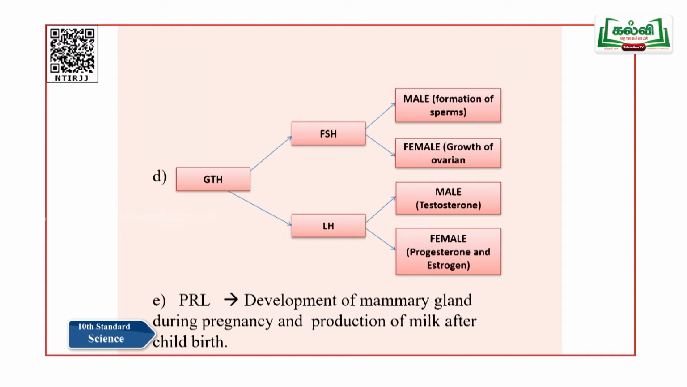LH is luteinizing hormone, which controls testosterone in males, and in females the two hormones progesterone and estrogen. In males, testosterone acts on the Leydig cells and the development of sperm. In the adolescent period, it is a very important hormone secreted in boys at the age of 16 to 19, in their teens.